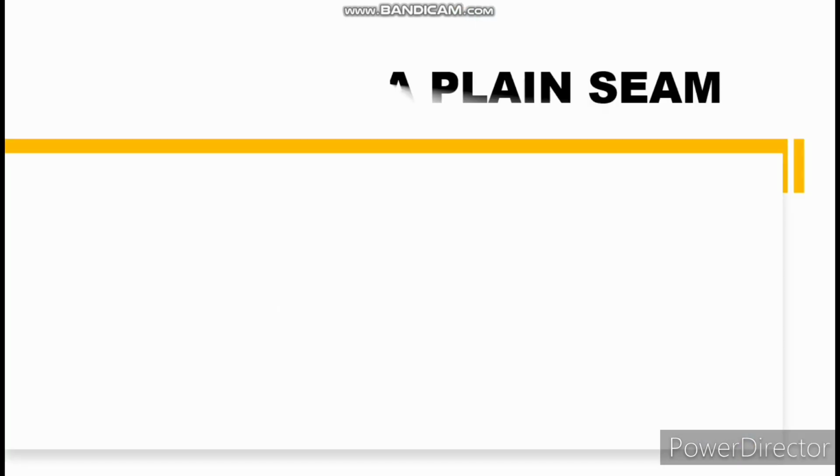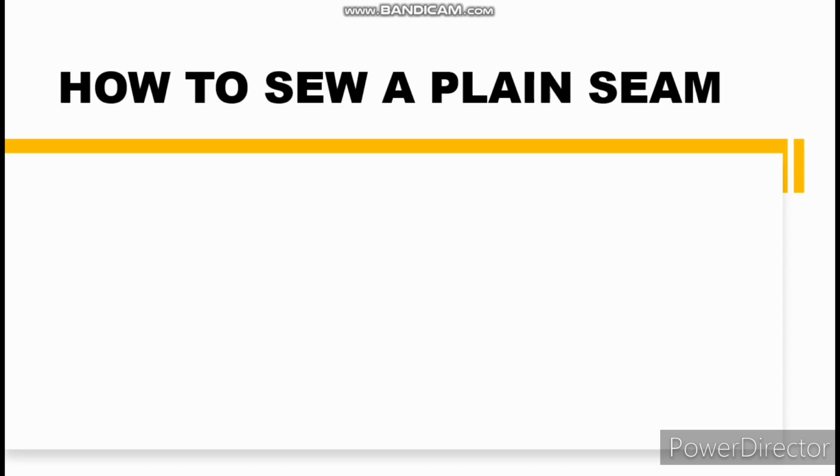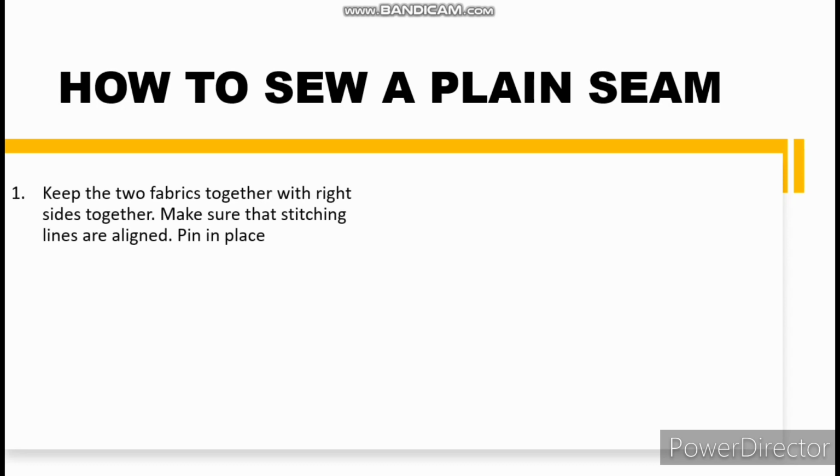A plain seam or open seam. How am I going to make this seam that Miss Olalere has been saying is the simplest and easiest seam to make? Now, listen attentively. Number 1, you will keep two fabrics together with right sides together. Make sure that the stitch lines are aligned. Pin in place. Number 2, stitch along the line you have made, marking the seam line.